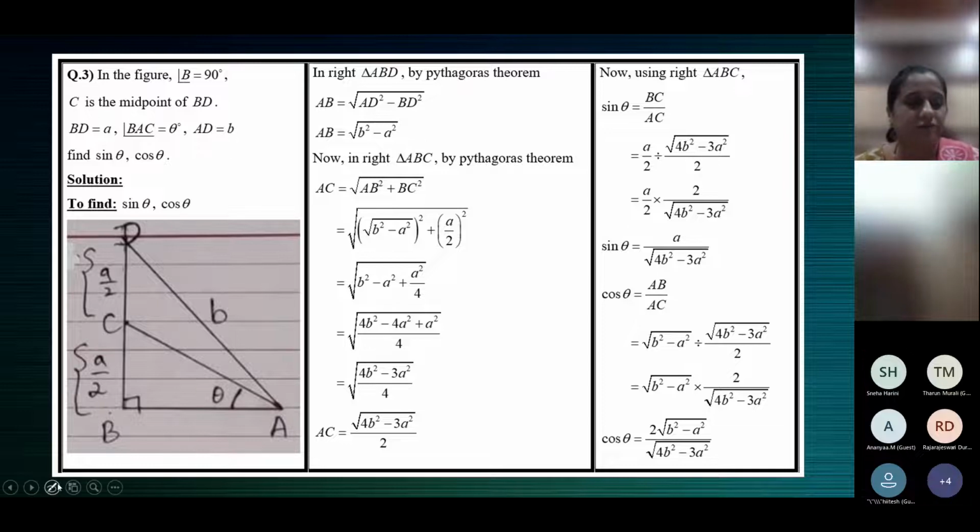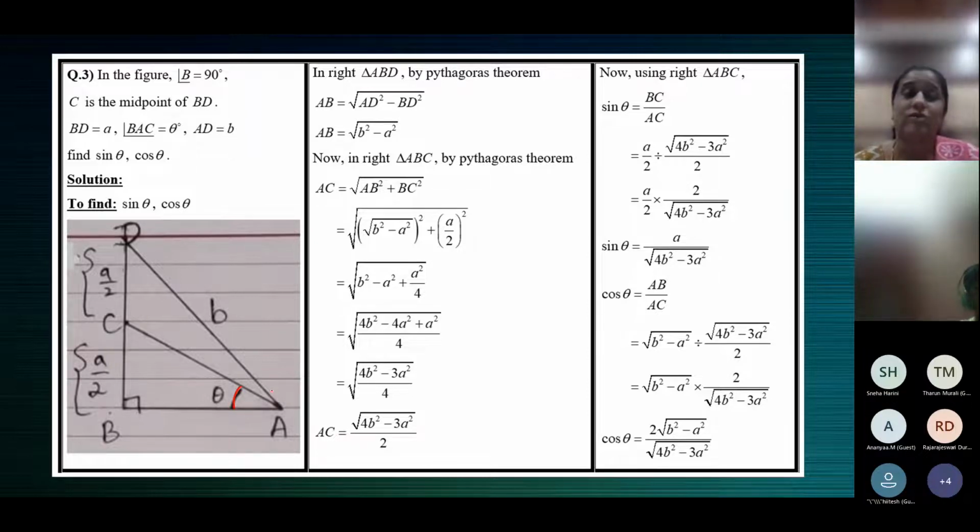So you need to identify the path, meaning how to start, how to find sine theta and cos theta. The first thing is to identify the triangle in which the acute angle is. So the acute angle theta is in the right triangle ABC. The next thing is, do you know all the sides of this triangle ABC? No, we know only BC. We don't know AB and AC.